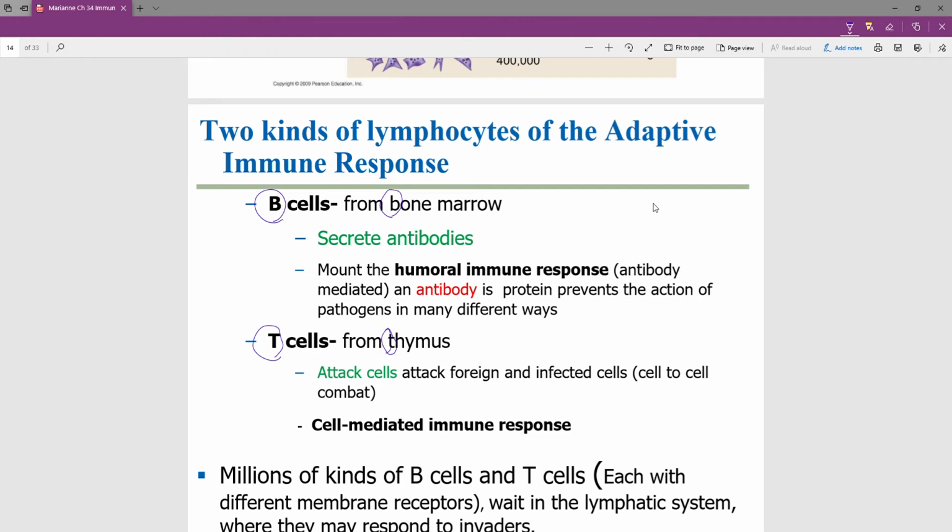And the thymus is an organ right underneath your breastbone, basically, in the center of your ribs. And so in that organ, that's where the T cells are going to come from. So the B cells, you've been waiting for it, are what actually create antibodies.